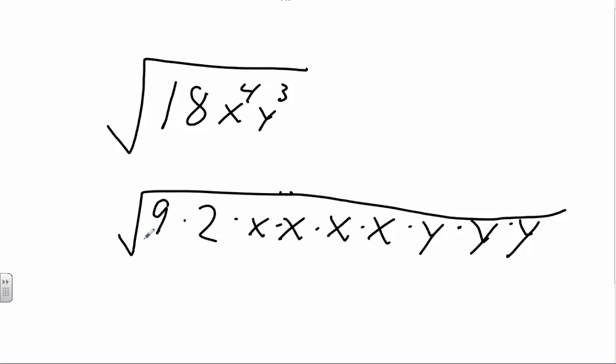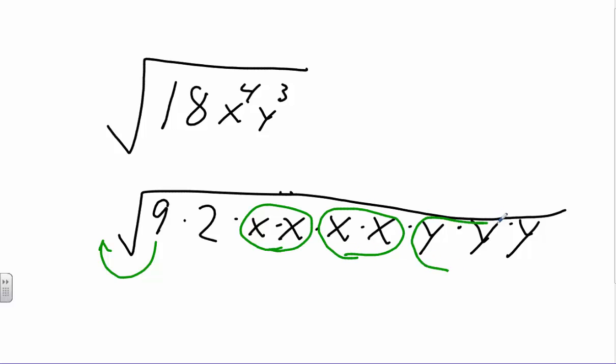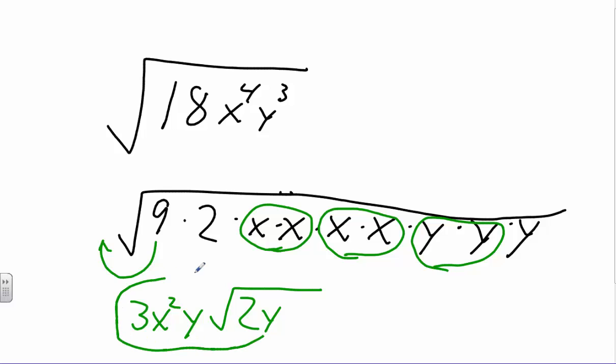So now we know that the 9's a perfect square, so it'll come out front. We have one couple of x's, another couple of x's, and one couple of y's. Okay? So when we write outside our radical, the square root of 9 is 3. We have one couple of x's, two couples of x's, so it's x squared. One couple of y's, so it's just a y. Inside the square root, we still have a 2, and we have a y. So our final answer is 3x squared y, square root of 2y. Okay? And in a nutshell, that's how we simplify radicals.